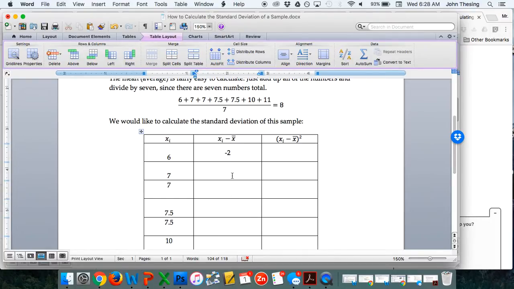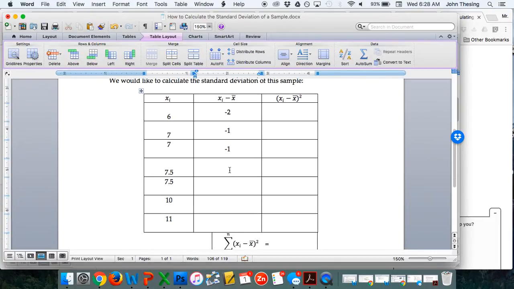6 minus 8 is -2. 7 minus 8 is -1. -1, -0.5. And again, I'm just taking everybody over here and subtracting 8. So -0.5. 10 minus 8 is 2. 11 minus 8 is 3.